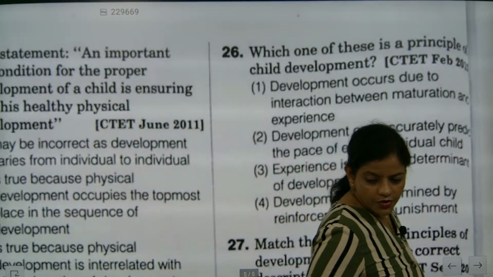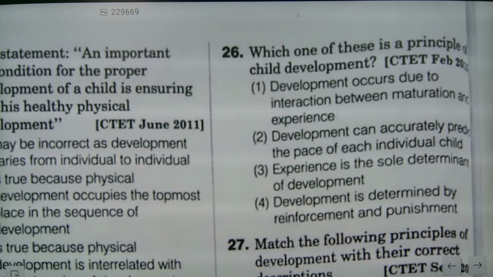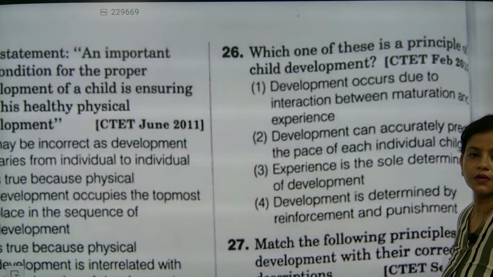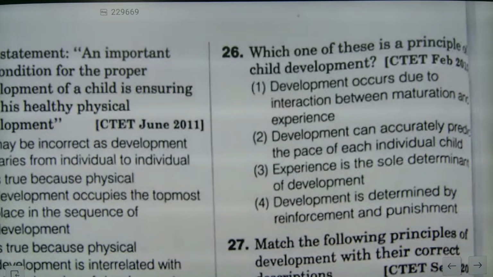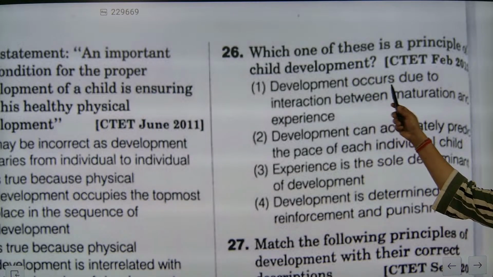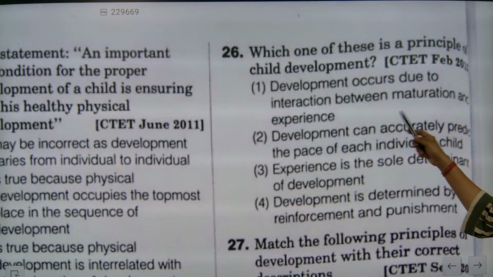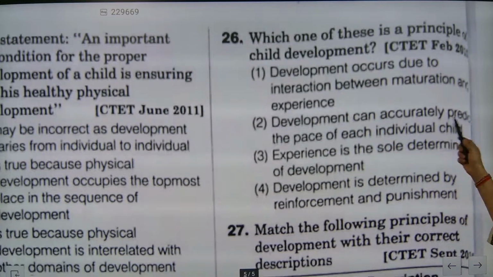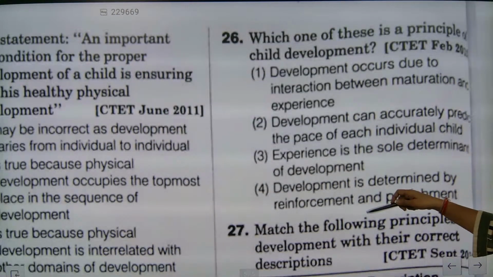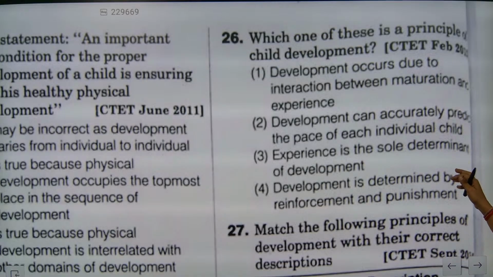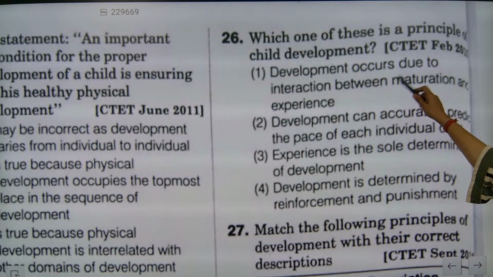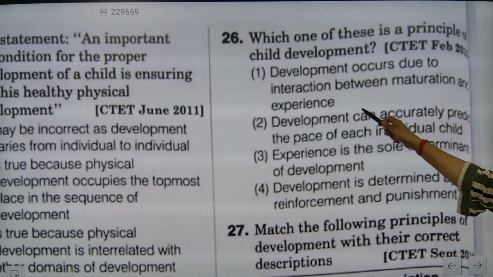Now go for question number 26. Which of these is a principle of child development? Development occurs due to interaction between maturation and experience. Development can proceed pace to pace. Experience is the sole determinant of development. Simple one: development occurs due to interaction between maturation and experience.